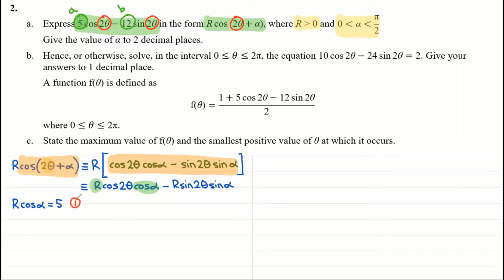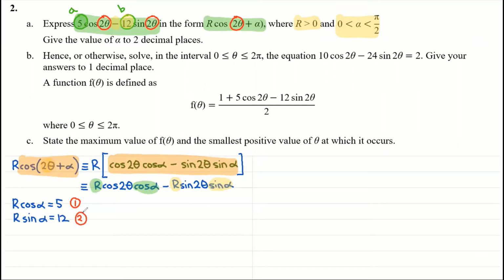Okay, and let's apply the same rationale to the sine 2 theta term now. So this time we've got r there. We've got the negative there, but that's okay. We have a negative up here, so they correspond. So the r sine alpha must correspond to the 12 up here because I've got 12 sine 2 theta. I hope this is making sense, guys. So we've got r sine of alpha is equal to 12. No negatives. And that's equation 2.